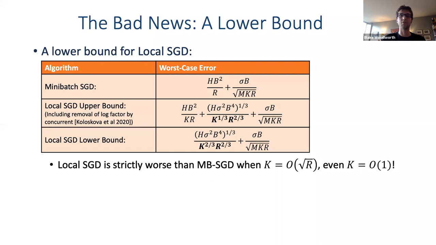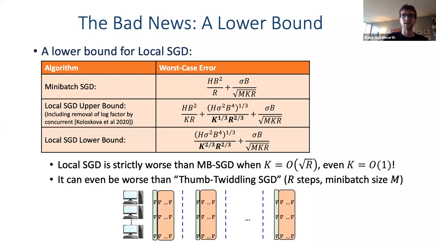In fact, this can happen for really small k, even for k as small as 2. So in other words, taking just 2 local steps between communications can actually result in dramatically worse performance relative to mini-batch SGD. And taking this one step farther, our lower bound actually shows that in some sense, the 2nd through kth local steps are not just unhelpful, they can actively hurt you in the worst case.